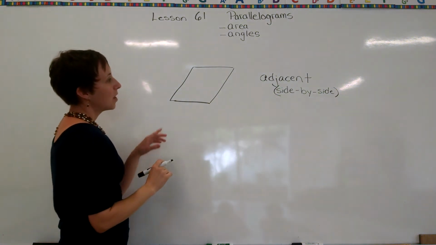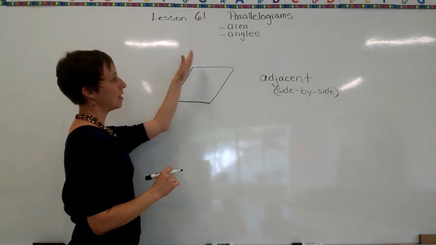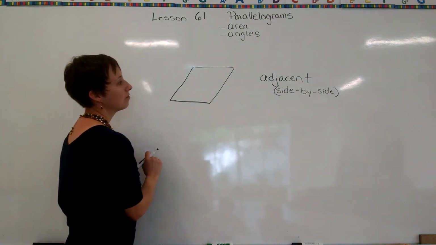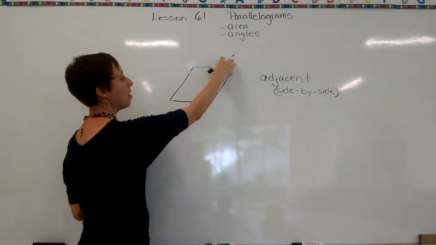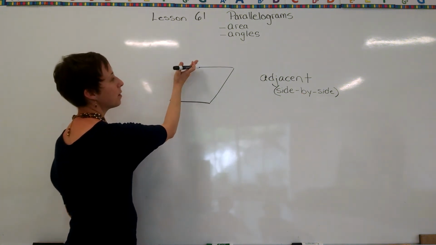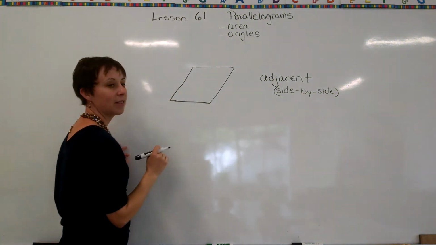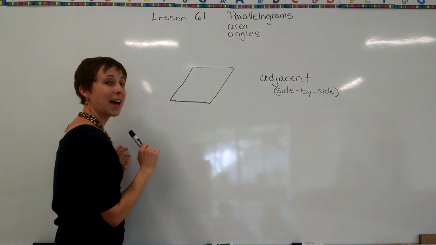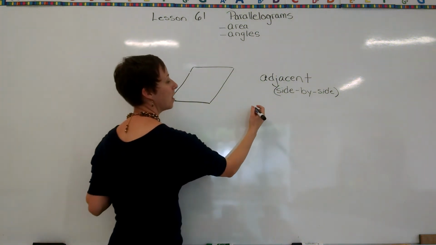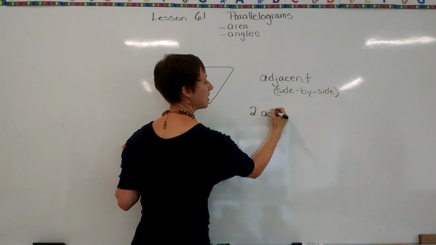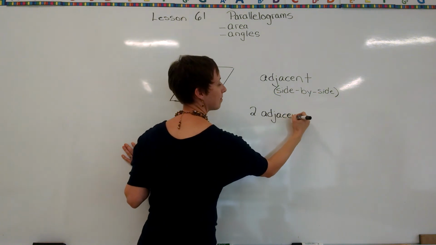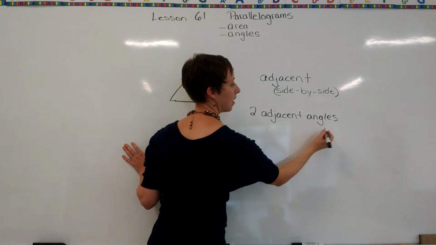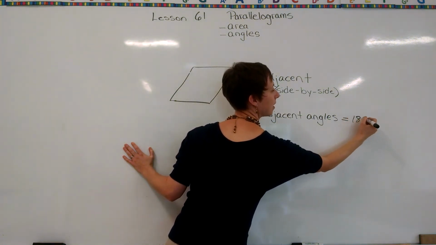In a parallelogram, two adjacent angles, so maybe these two or those two, add up to make a straight line. If I was to cut this angle off and put it over here, they would fit perfectly together to make a straight line. A straight line is 180 degrees. I can use that to help me solve my problems because two adjacent angles in a parallelogram equal 180 degrees.